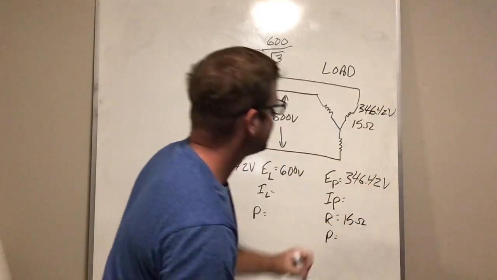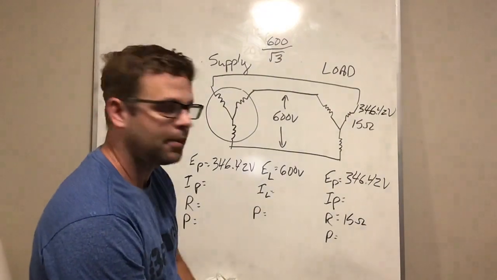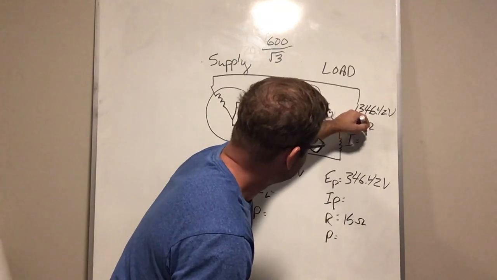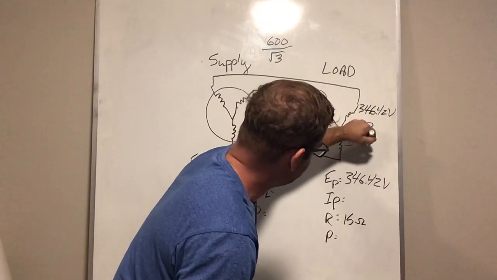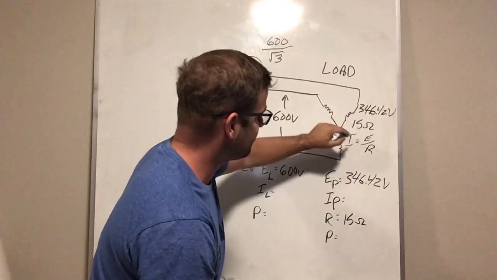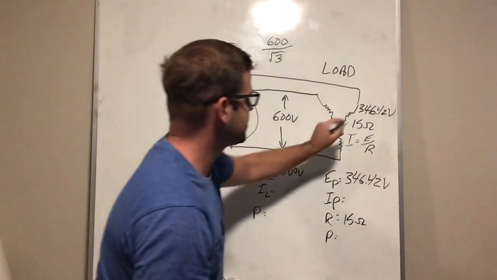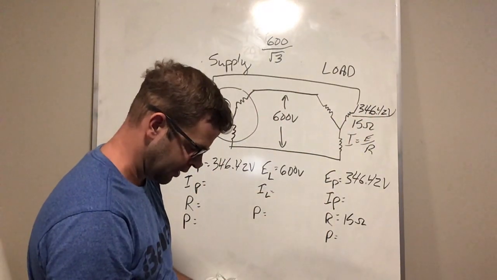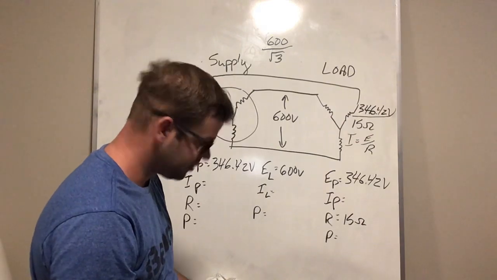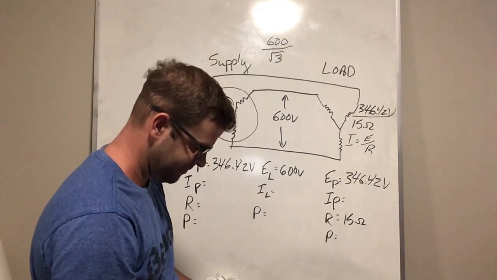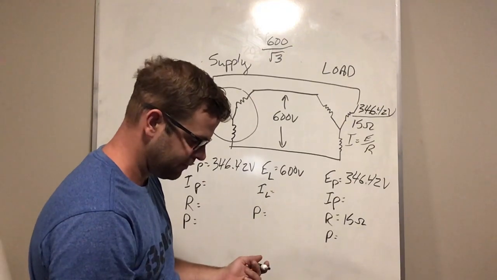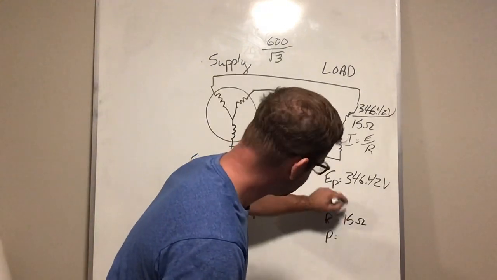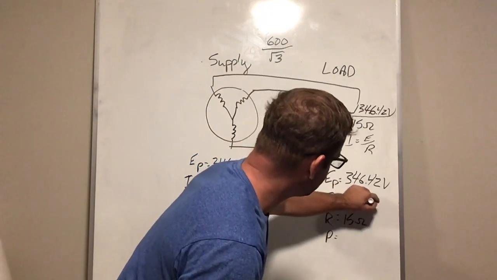So we'll just write that beside the ohmic value, 346.42 volts. And if I want to find my current, I'm going to use Ohm's law. So I is equal to E divided by R. So if I take these two values here, 346.42 divided by 15 gives me a value of 23.09 amps. So 23.09 amps.